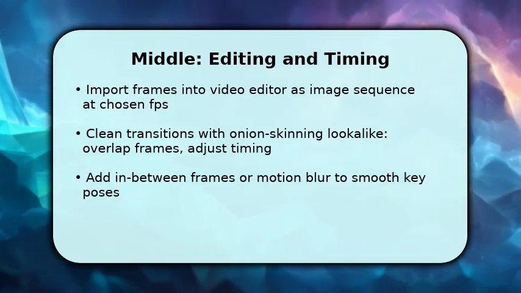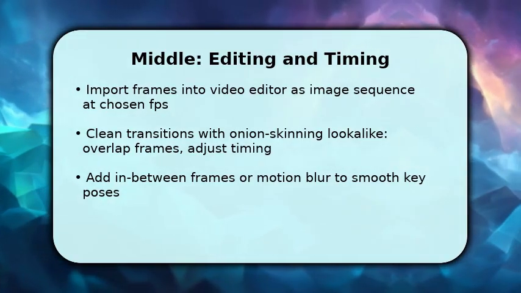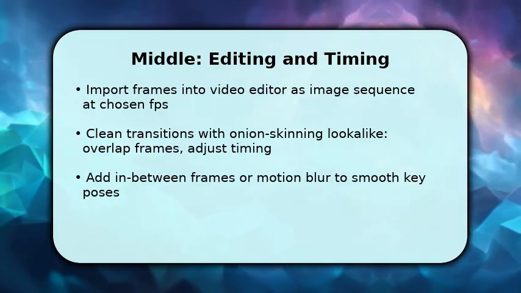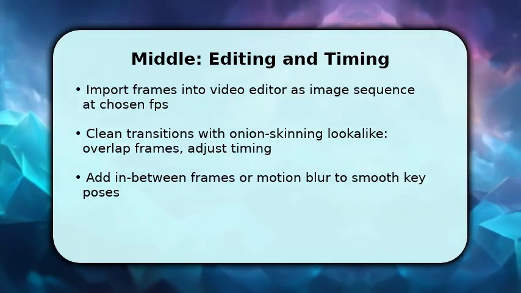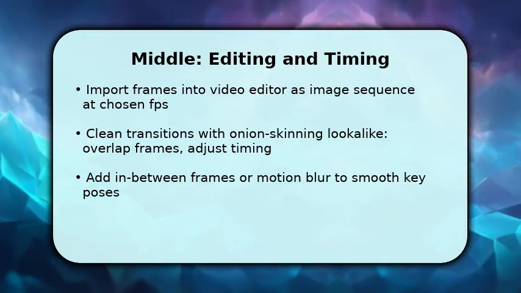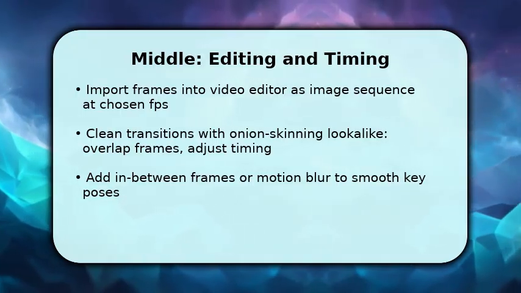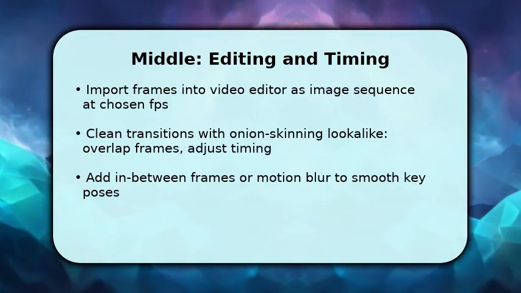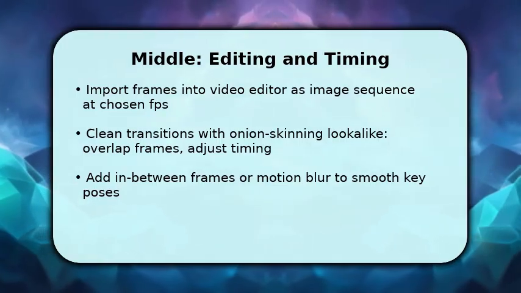If movement looks choppy, add duplicate frames or subtle motion blur to simulate interpolation, and nudge frame timing to sync with reference audio. Once the motion feels natural, render low-res drafts to confirm pacing before final export, saving iteration.